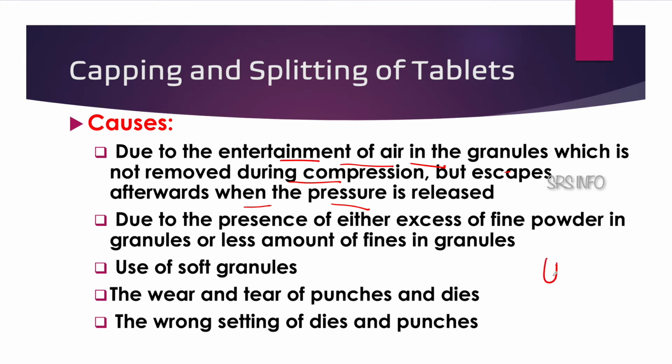The compression takes place at this time. This is the upper and lower punches and dies. The compression is taking place here, but the air bubbles are still there. But when the pressure is released, the air will come out. When the air comes out from the tablet after the formation of the tablet, what will happen? This is the tablet, and the air bubble is here. After the formation of the tablet, this is under pressure. The tablet is formed under heavy pressure.